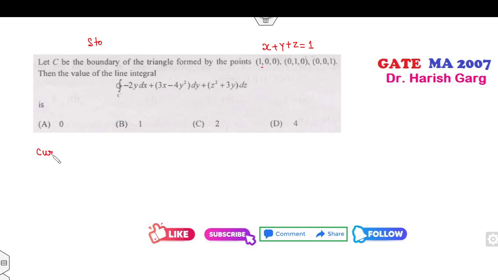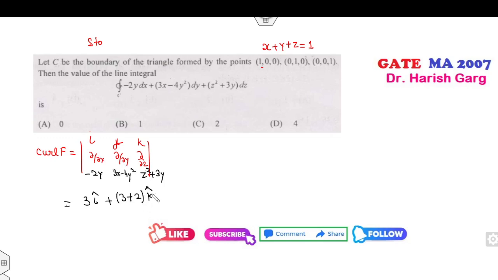So firstly, you can apply the curl of the f. So del y and z, k, j and i. So the value is my minus 2y, 3x minus 4y square, z square plus 3y. So it's y, that will be 3, 0, 0, 0. K cap with respect to x 3 and minus minus plus 2 of k cap. So your curl is 3i cap plus 5 k cap.